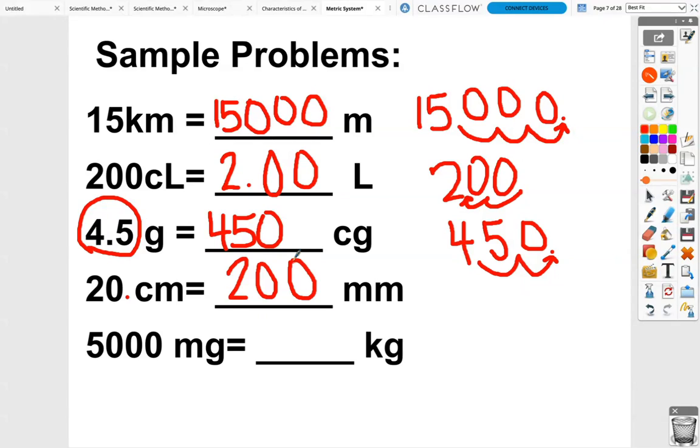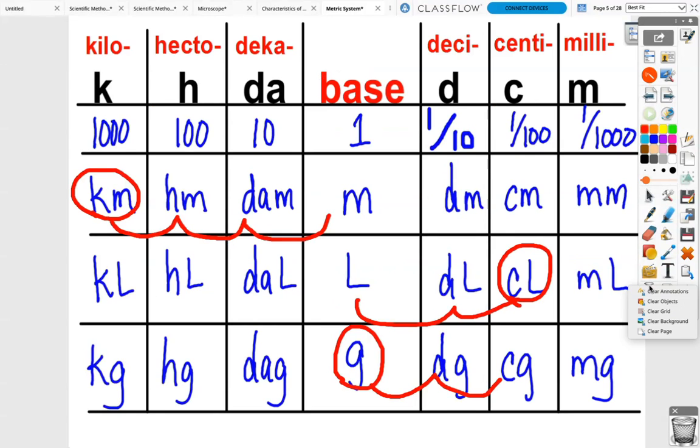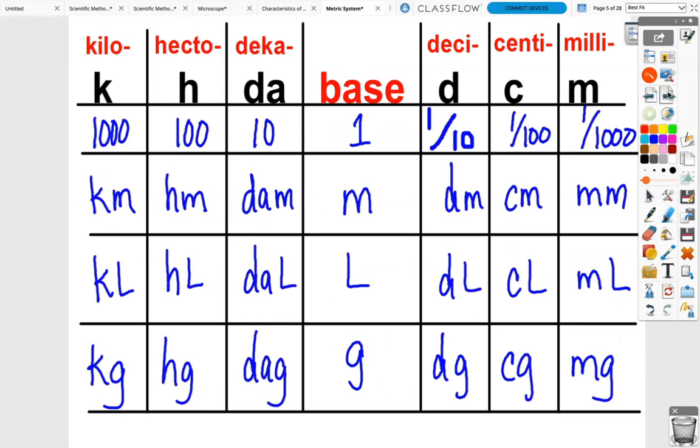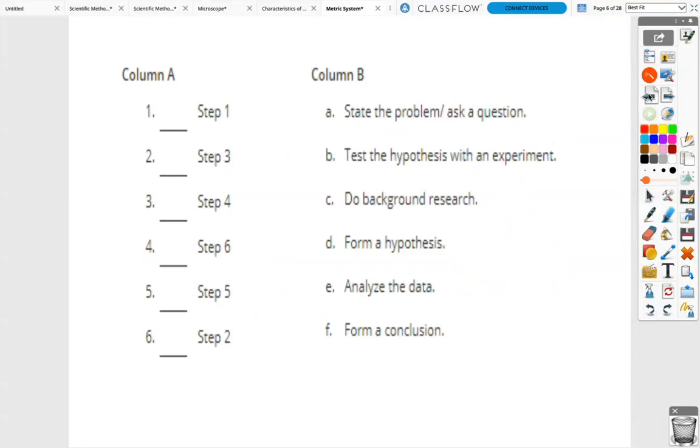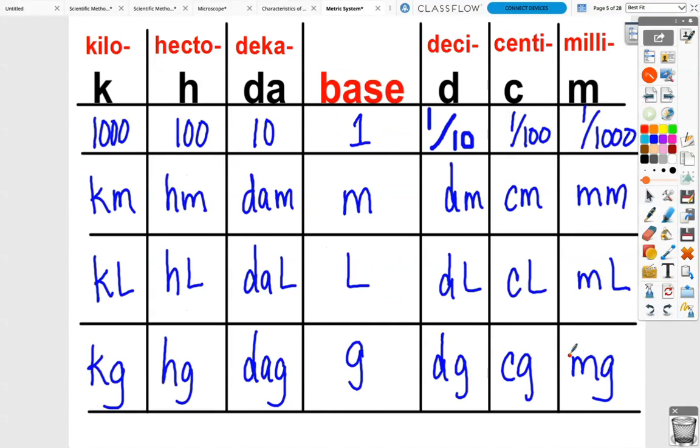The last problem is a pretty big one. We're going all the way across the chart. So I'm going to go back to our chart real quick. I'm going to clear it out. So in this particular chart, let me refresh my brain. We're going from milligrams to kilograms. So I'm going to start right here at milligrams, and I'm going to go all the way over to kilograms. So I'm going to hop 1, 2, 3, 4, 5, and 6. So I'm hopping 6 places to the left.